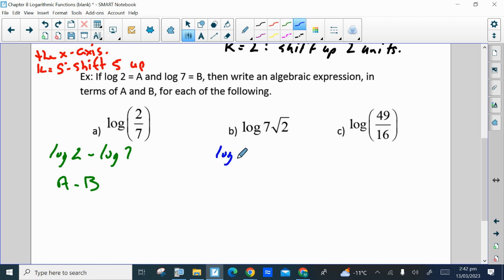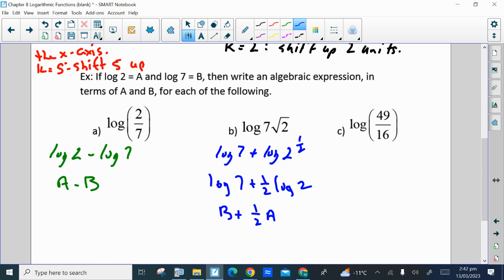Question B, using the product law, you'll have log of 7 plus log of the root of 2, or 2 to the power a half. The 1/2 can come in front as a coefficient. The log of 7 is b plus 1/2 log 2, which is a. So that would be b plus 1/2 a.